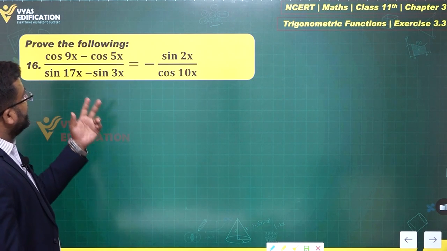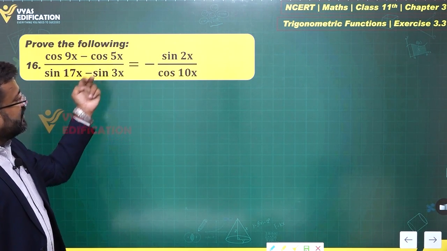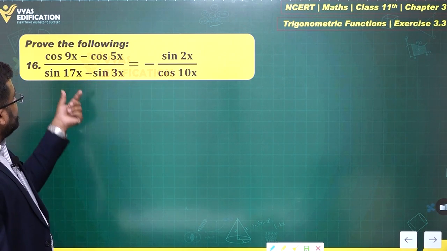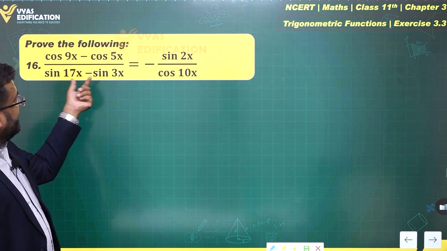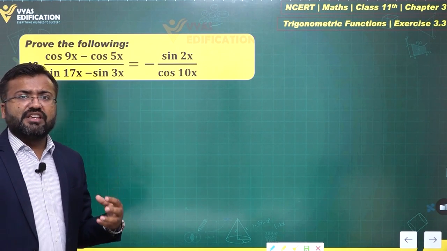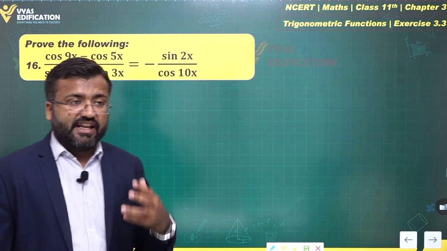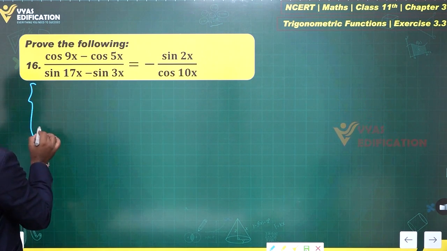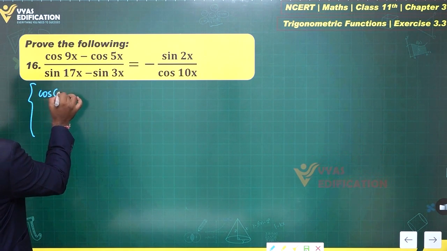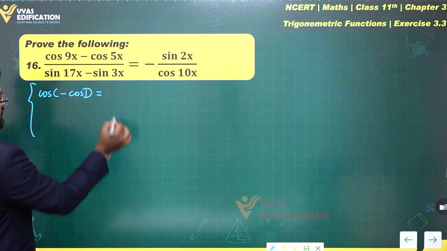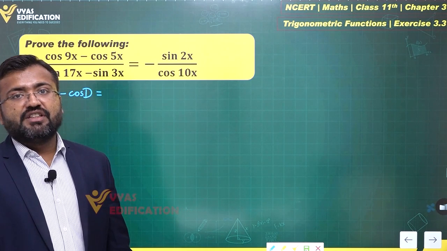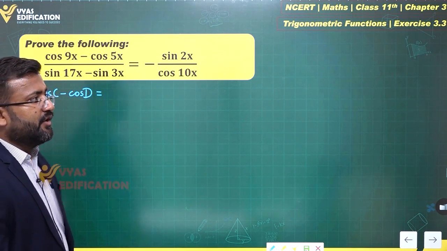Now what do we have over here is cos 9x minus cos 5x, which looks similar to cos C minus cos D, and sin 17x minus sin 3x, which looks similar to sin C minus sin D. Remember those formulae and let's use those formulae over here. We have cos C minus cos D first. Now cos C minus cos D is equal to minus 2 sin of C plus D by 2 times sin of C minus D by 2.